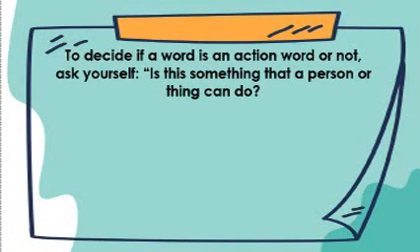To decide if the word is an action word or not, ask yourself, is this something that a person or thing can do? If that is something that a person or thing can do, that means that is an action word. Now let's try to identify the action word in a sentence.